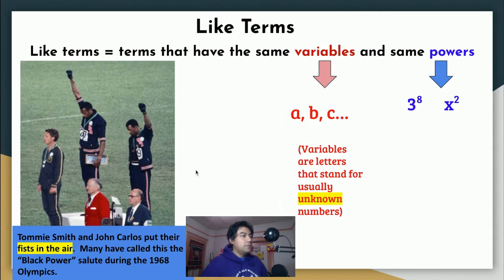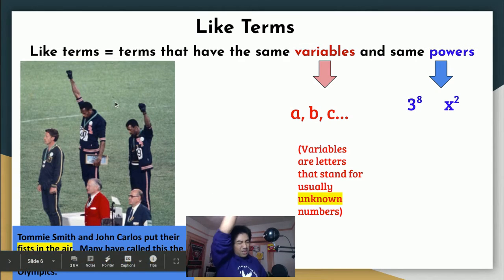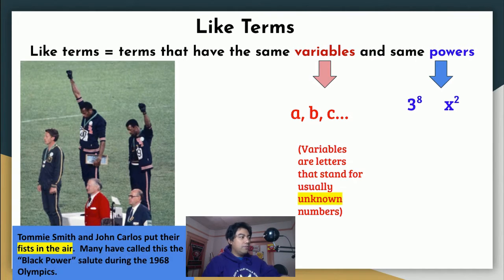One way to remember what powers are is to remember this example on the left of Tommy Smith and John Carlos. They put their fists in the air, and many people have called this the Black Power salute, and it happened during the 1968 Olympics. So when we think of power, put your fists in the air, and that'll remind you of power.